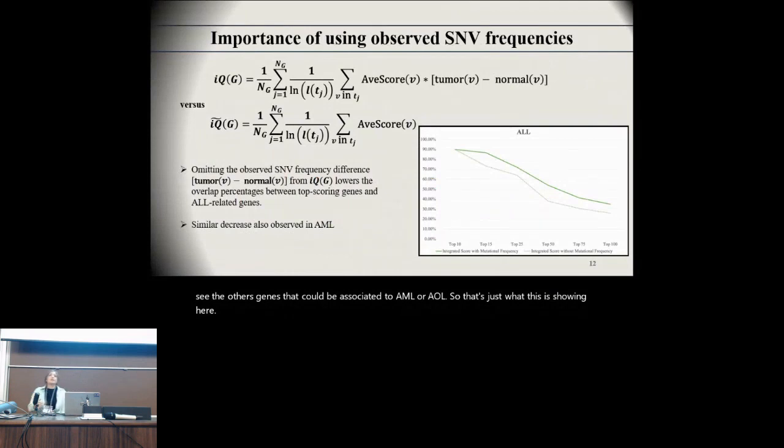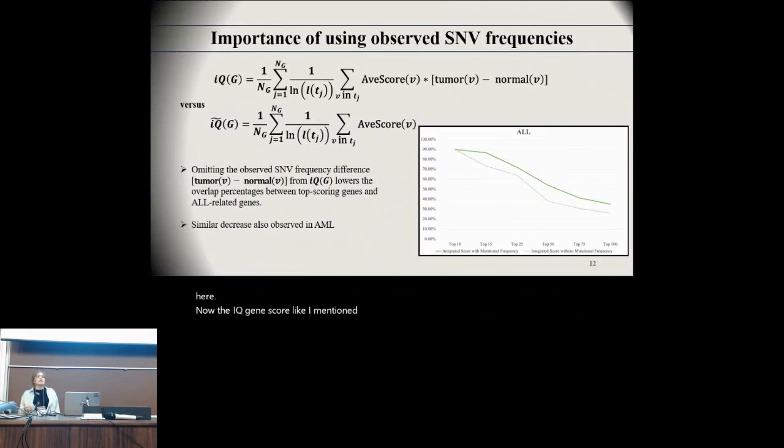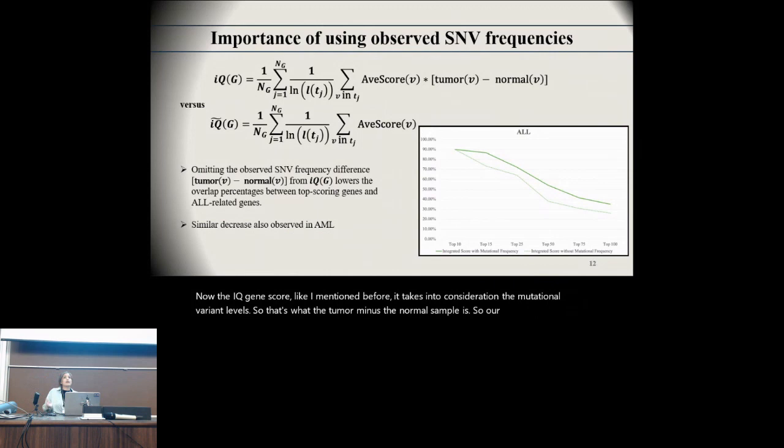Now, the IQ gene score, like I mentioned before, takes into consideration the mutational variant level. That's what the tumor minus the normal sample is. In our VCF files, we have both normal and tumor samples. And so what would happen if we were to remove that mutational difference? This is exactly what will happen. The line graph here shows a solid green and a dotted green line. The dotted green line is the one without mutational information. It's just setting that value equal to 1.